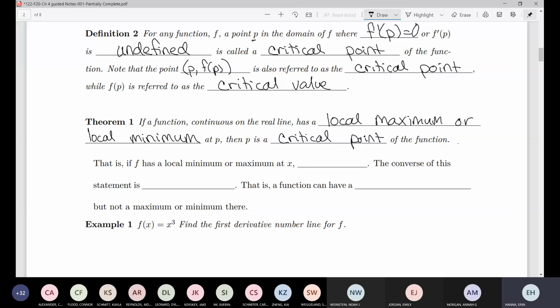So that is, if F has a local max or min at X, that essentially means that the derivative at that x value is going to be zero. Now, I also said that critical points could be that the derivative is undefined. That's, I want to say never, but I'm going to say rarely ever just in case, but I'm like 99% sure it never happens. The undefined ones are going to be points of interest, but they are pretty much never a max or a min. So that's why I can just pull out f prime equals zero. The converse of this statement, converse just means the opposite thing, the backwards thing, is not true. So what I mean by that is that a function can have a critical point.